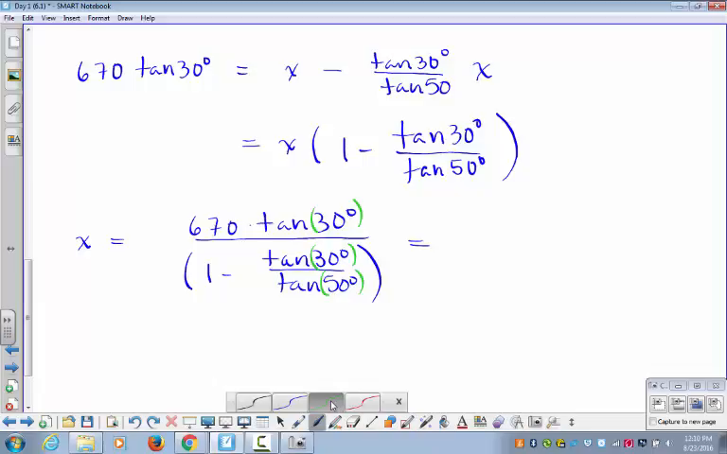And then we type the division symbol, tangent 50. Wrap the 50 and wrap the denominator. There should be 2 parentheses. And then equals, and I'm getting 750.32.